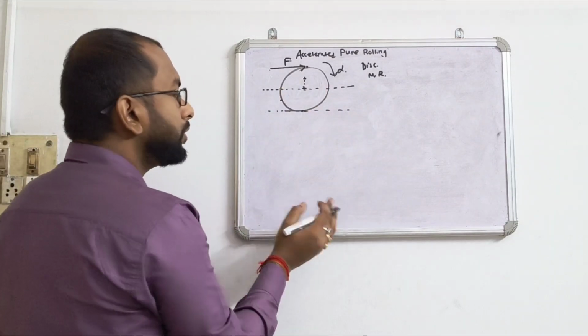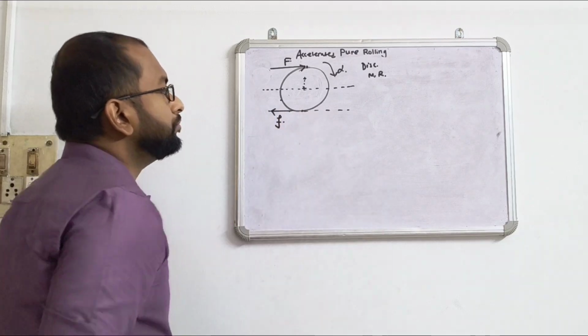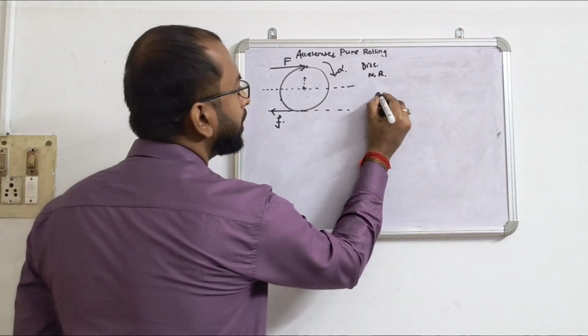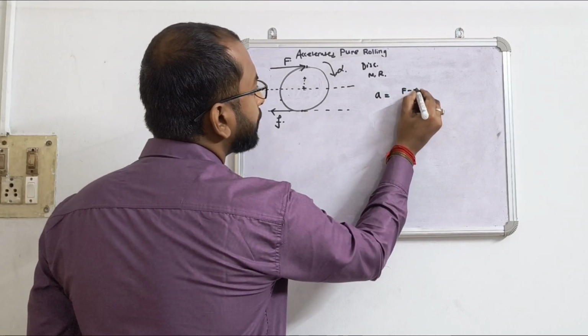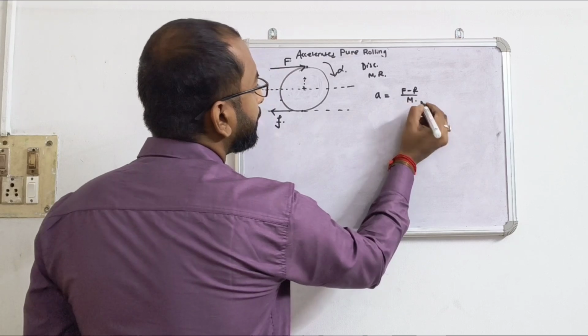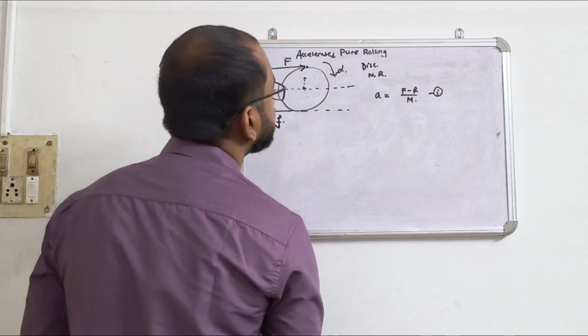Let us assume, this time also, that friction is acting in the backward direction. Then what is the acceleration? Total force in the forward direction is F minus f, divided by m. That is the net acceleration in the forward direction. That is equation 1.